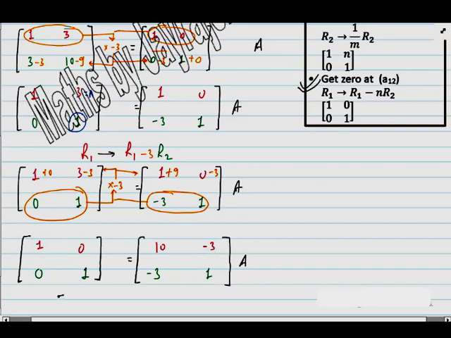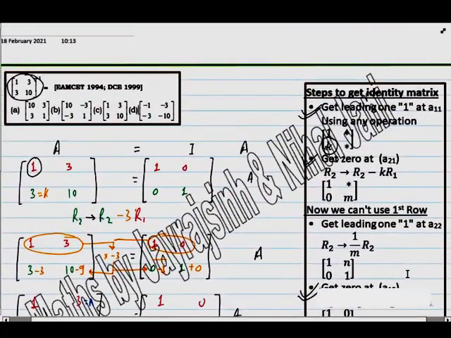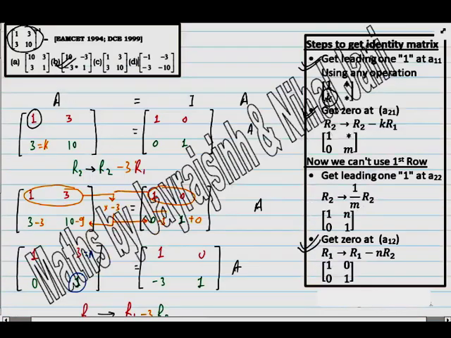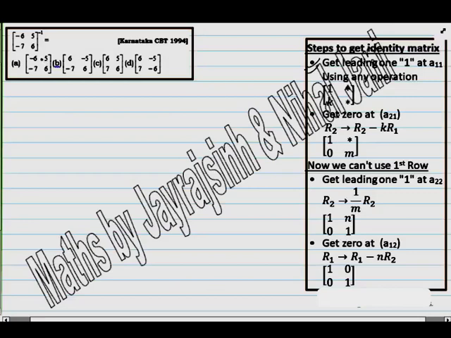So tada! We get I is equal to A inverse A form, which suggests that our A inverse is 10, minus 3, minus 3, 1. Option B is your answer. In this question, we have to find inverse of minus 6, 5, minus 7, 6. And for that, we need to get A is equal to IA form.